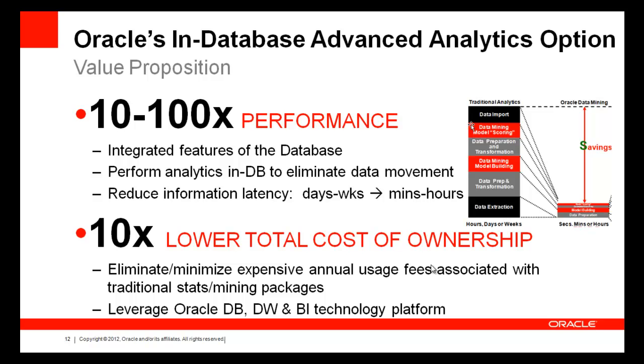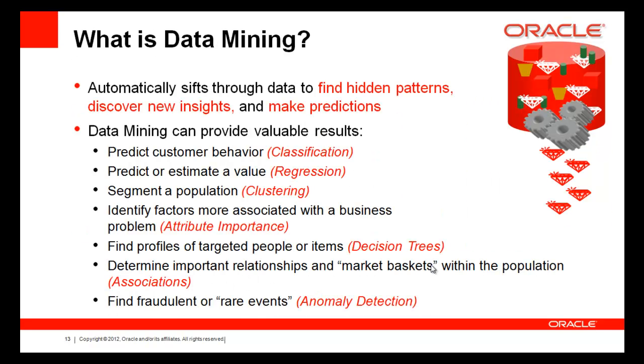We can also think about that data. Back to data mining: what is data mining? Data mining automatically sifts through large amounts of data to find hidden patterns, discover new insights, and make predictions. And data mining can do a number of different types of things. There are different classes of algorithms, different functions that each do different things. But if you're trying to predict a customer behavior, that's typically what we call a classification problem. We're trying to classify the records into zeros and ones, or A's, B's, or C's, or goods or bads.